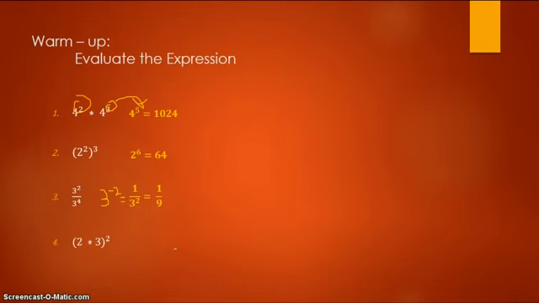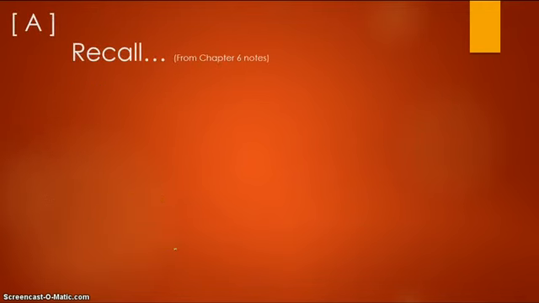Lastly, 2 times 3 to the 2nd, you multiply what's inside the parentheses first, and then evaluate. We're going to see a little bit of that kind of example here. Much more complicated than this, but this is just 6 to the 2nd, or 36. Okay, so let's look from the beginning here.